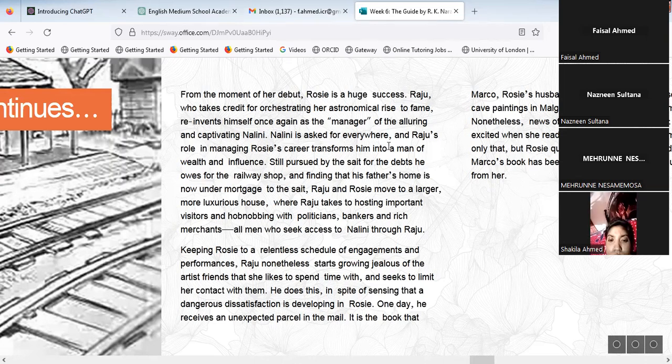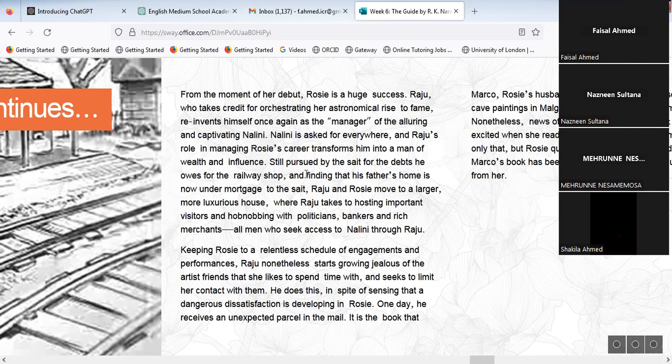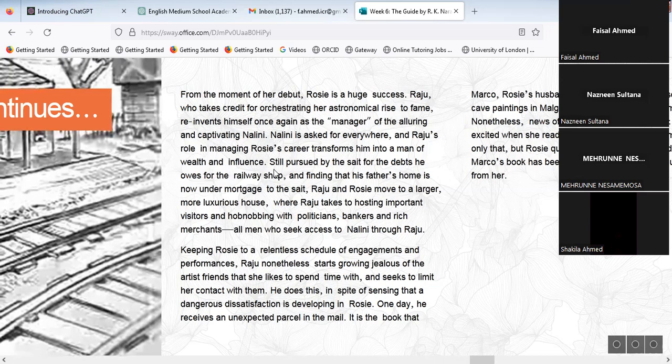Nalini is asked for everywhere. I mean, Rosie's public name is Nalini, okay? So Nalini is asked for everywhere. That means her demand is rising and rising, okay? As a dance artist. And Raju's role in managing Rosie's career transforms him into a man of wealth and influence in the media industry.